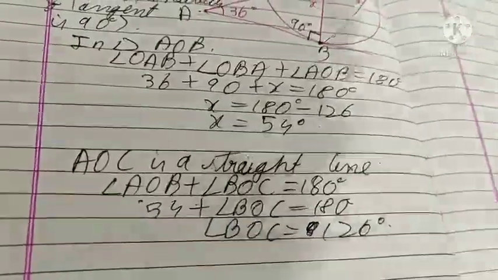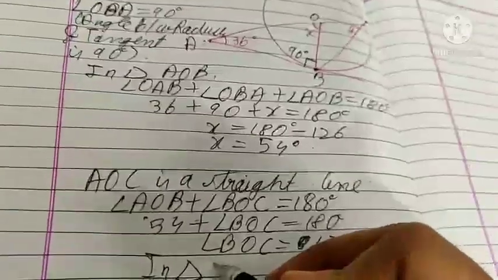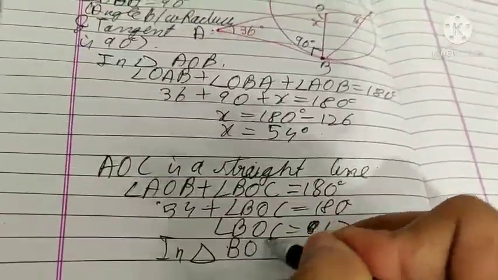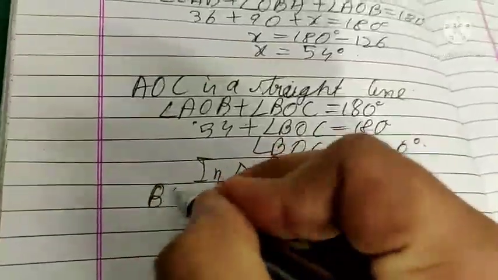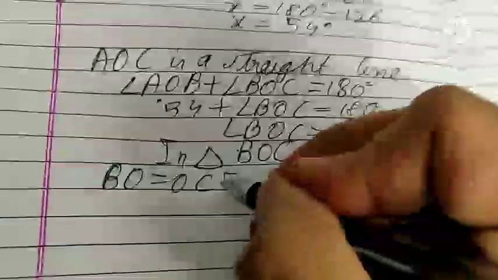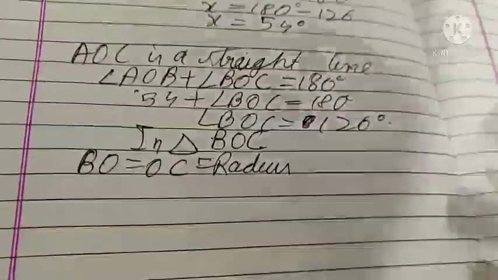126 degrees. So now in triangle BOC, this small triangle, BO and OC are equal. BO equals OC. Why? Because these are lines from the center to the point on the circle, that is, their radius. Radius of a circle is always equal.